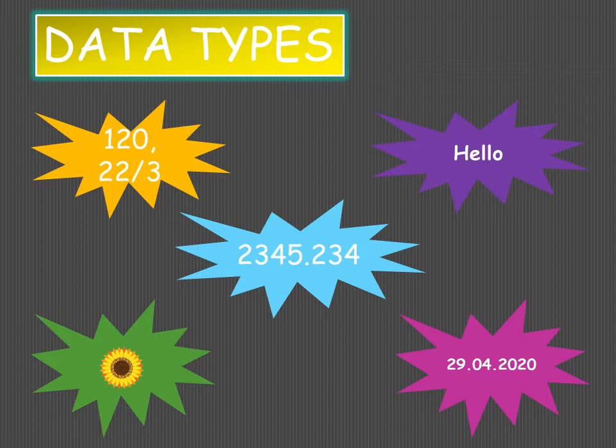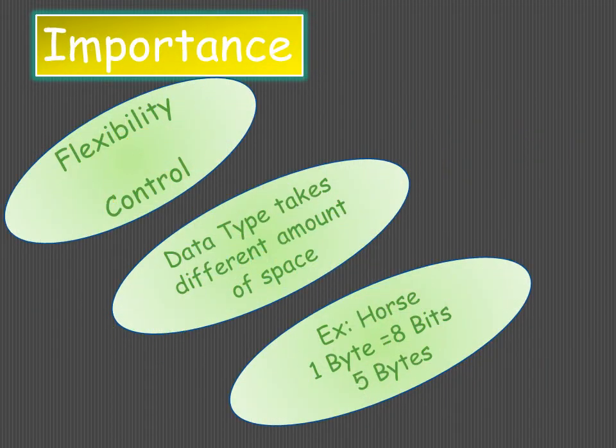Fine. So it actually specifies which type of data you are going to store: whether number data, text data, a date, a time, or some picture. Which type of data are you going to store?